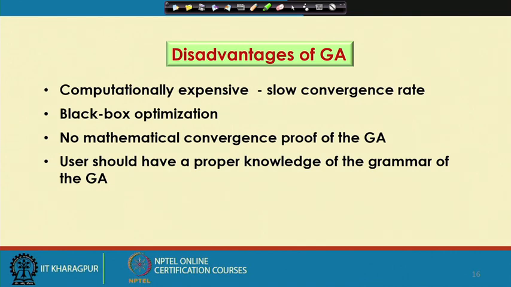Another thing I just want to put, which is very important: the user should know the grammar of GA, and unless he or she knows the grammar, he or she will not be able to set the GA parameters properly, and if the parameters are not set properly, there is no guarantee the GA will be able to hit the globally optimal solution. So, these are all disadvantages or the demerits of the genetic algorithm.